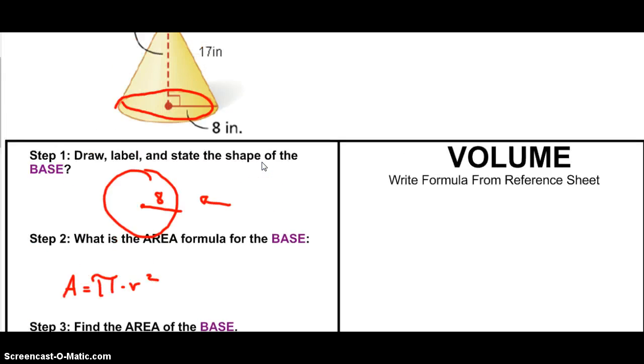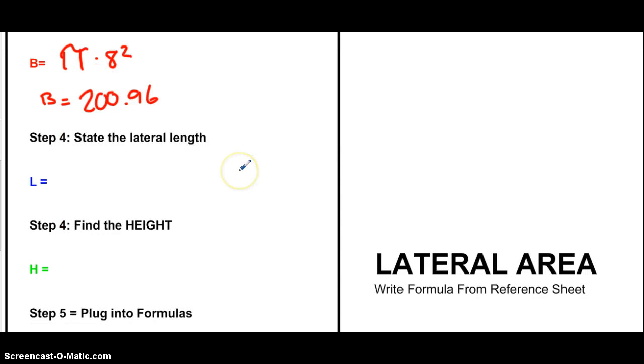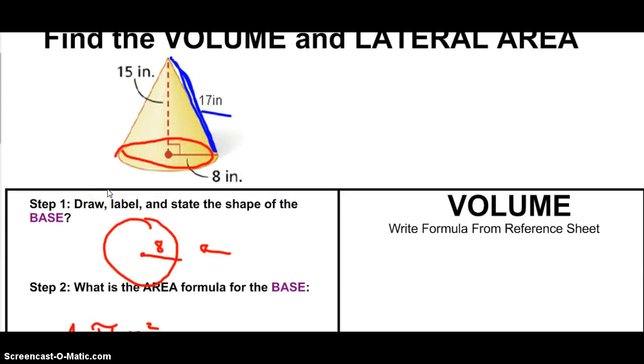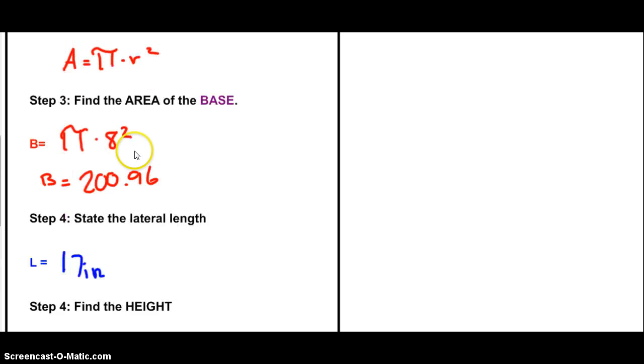Next part is to find the lateral length. The lateral length is just this length right here down the side, okay? It's not the height, it's this side length. In this case, you can see it's 17 inches. So our lateral is 17 inches, no formula needed, that's what it is. And finally, the height. Our height is just the top to the bottom. So this is our height, and it's given to us as 15 inches. That's it. Easy, huh?